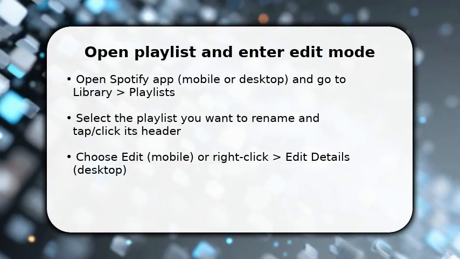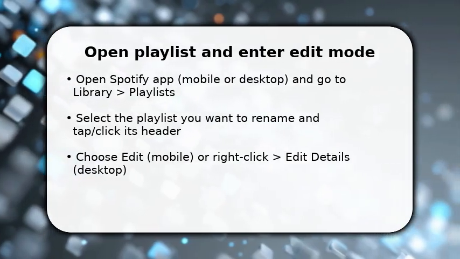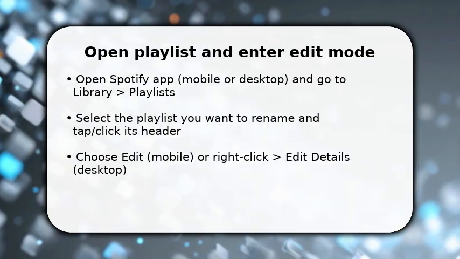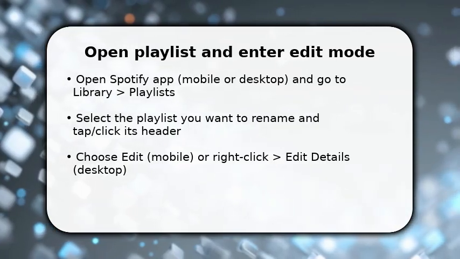You're starting inside Spotify, so open Library and pick the playlist you want to change. Once selected, enter Edit or Edit Details. This exposes the name field. You do this now because the name is locked behind the playlist editing view.